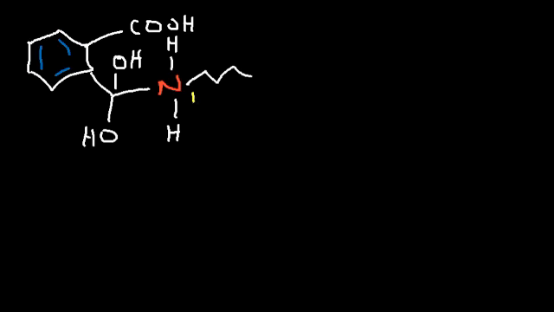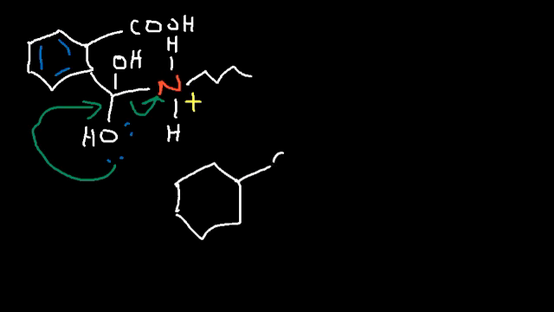Now let's keep in mind this nitrogen has a positive formal charge. So now it's a better leaving group. So this oxygen is going to use its lone pair, form a double bond, kick out the nitrogen. And so what we now have is a protonated carboxylic acid.